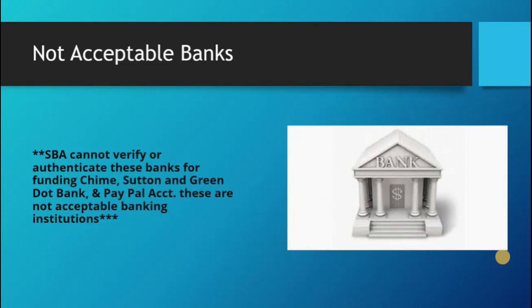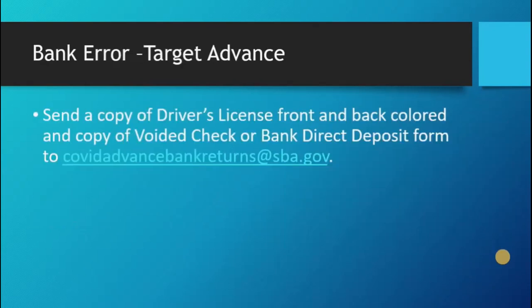These banks, according to the SBA, are not acceptable banks. The SBA cannot verify or authenticate banks for funding for Chime, Sutton and Green Dot Bank, and any PayPal account. These are not acceptable banking institutions. So if you're watching this and you have a pending targeted advance or loan and one of these banks is yours, go down to Wells Fargo, Bank of America, your local credit union, wherever you can, and get yourself another bank account quickly. Now, if you have a bank error, there are some ways to get this resolved.